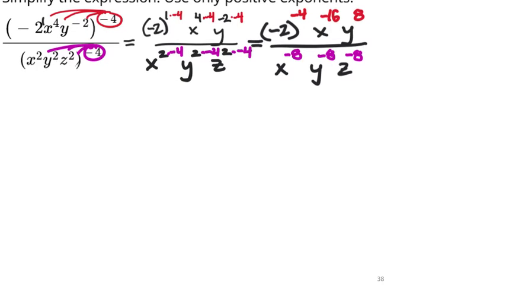Particularly, let's start with the x's. Okay, so I've got x. In the numerator, it's -16. In the denominator, it's -8. And since they're being divided, I'm subtracting there. So that would be now x to the power of, well, -8 after the subtraction of the negative.